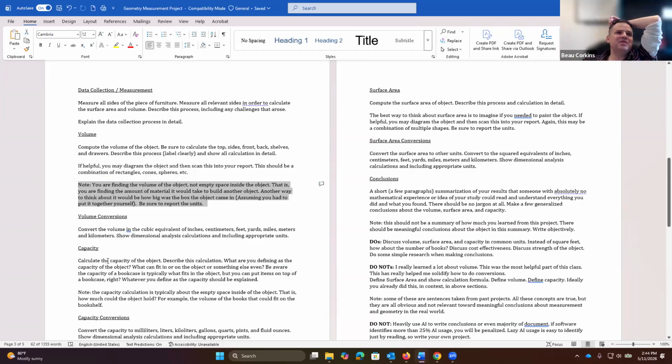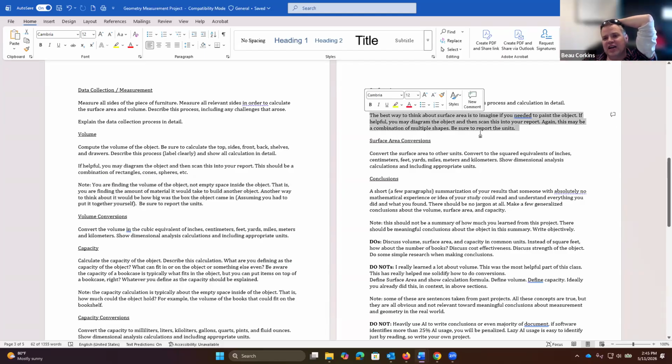Capacity, that would be the empty space. How much can fit in the bookcase? How much fits on it? Things of that nature. And then surface area. Again, that's like what would be required to paint the object, paint the bookcase. And then we have the conversions of each of those: volume, capacity, and surface area conversions.